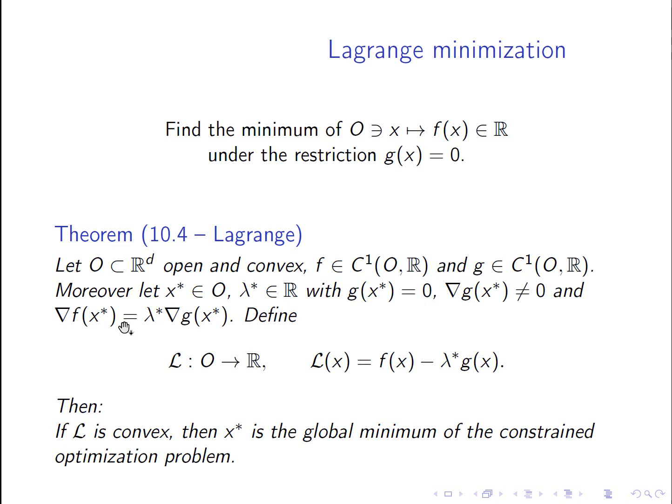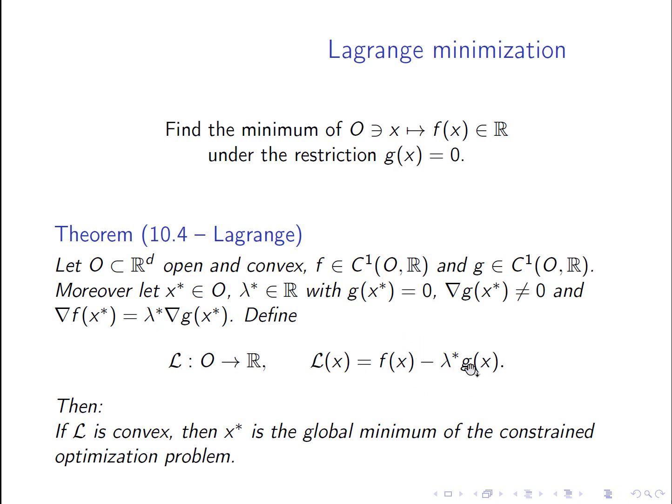And we need that the gradient of f of x star equals lambda star times the gradient of g of x star. And then we need another function, this curly L here, which is defined from O to R. And curly L is f of x minus lambda star times g of x. So if this curly L is convex, then this x star, which is given by these conditions, is a global minimum of the constraint optimization problem. Well, and why is this curly L here, and why is this condition on the gradient of f and the gradient of g combined with this lambda here?